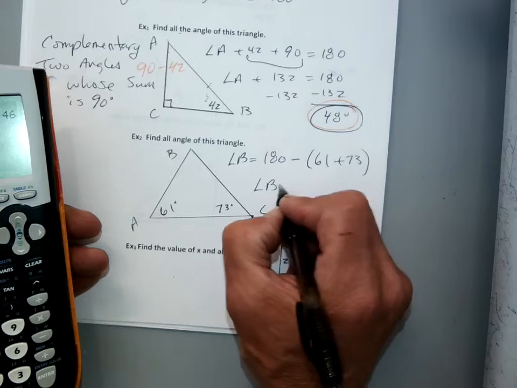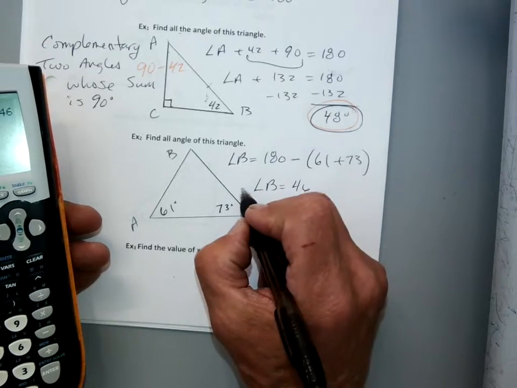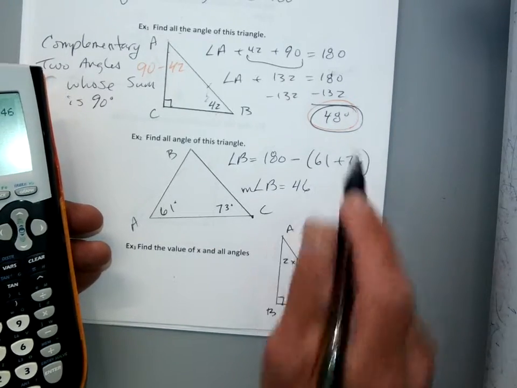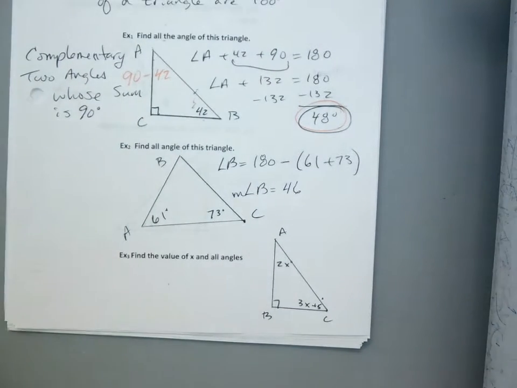Angle B is 46. Now when you see this little M here, okay, I want everybody for a moment to look up. You've seen this little M before, haven't you? It just means measure. The measure of angle B. That's all it means, this little M. There's no point M in there. It just means measure. And what is the measure of angle B? 46 degrees. So don't let that little M bother you, okay?